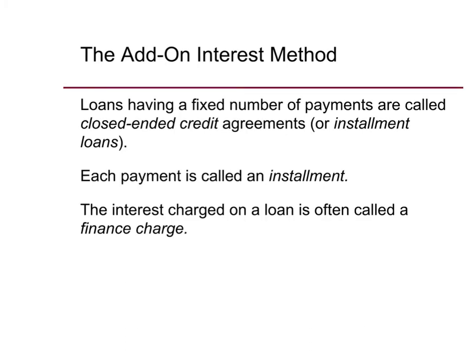The first type of loan that we'll talk about is called an add-on interest method. You compute the interest, you add it on, and then you find the payment. If we have a fixed number of payments, those are called closed-ended credit agreements or installment loans. That's just the terms used in industry. Each payment that you make is called an installment, and the interest charged on the loan is often referred to as a finance charge.